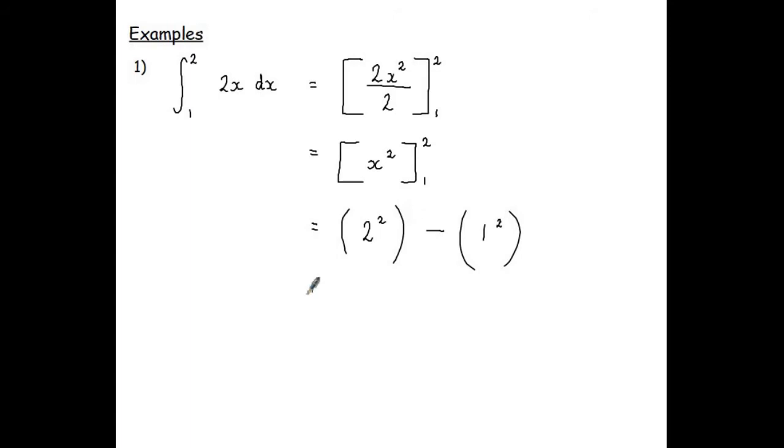So 2 squared, we do actually have to work out each bracket. Remember, you do have a calculator for it, but this one's a nice one. So 2 squared gives us 4. Take away 1 squared, which is 1. 4 take away 1 is 3. So the area under the curve is 3. You don't need to put units on the end, just leave it as a numerical answer.